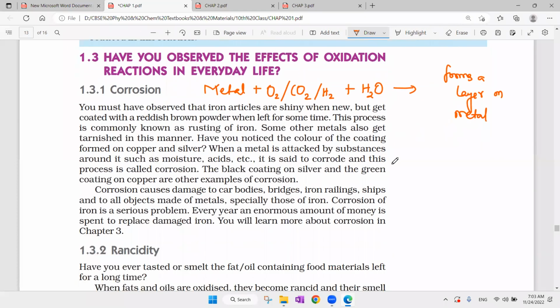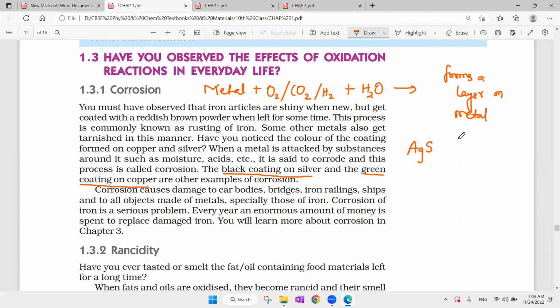Different metals will give different colors. Black coating on silver, green coating on copper, red-brown coating on iron. Here they have given black coating on silver and green coating on copper. Again, in the third chapter, metals and non-metals, we studied why silver gets a black coating: because of the formation of Ag2S.